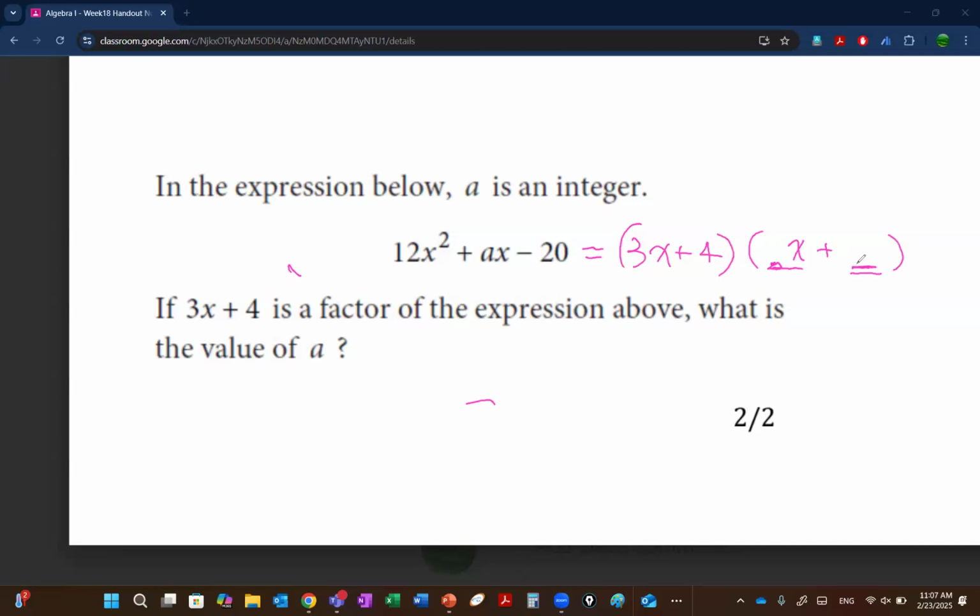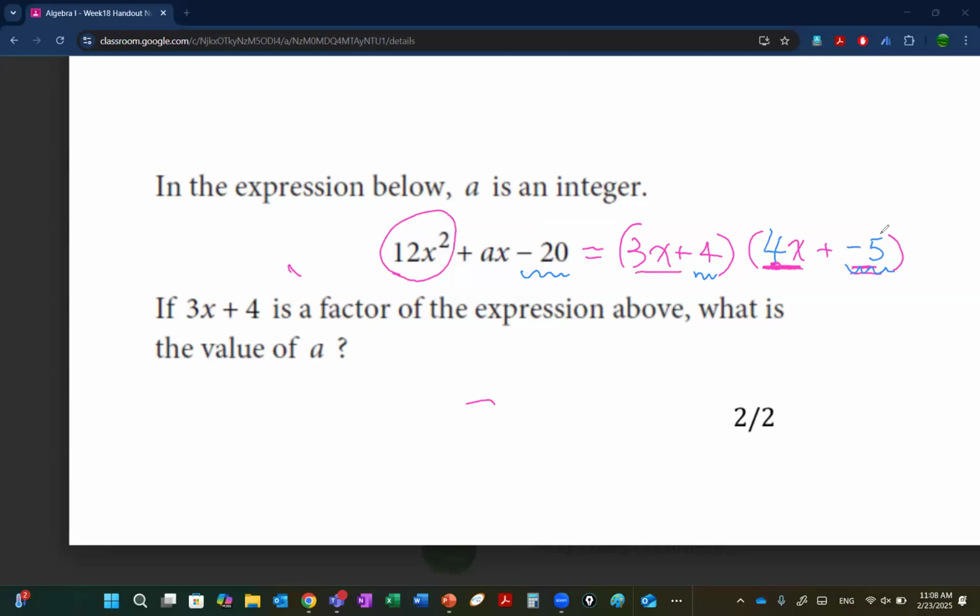So let's break it down. Here 3x, here x, finally it will be 12x. So what would it be? 4. So here it will be 4, right? All right, second one. We know this is 4, and times this one would be negative 20. So negative 5 is here, right? So we know the factor.